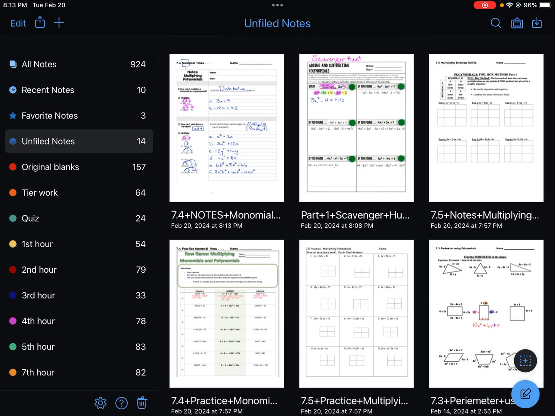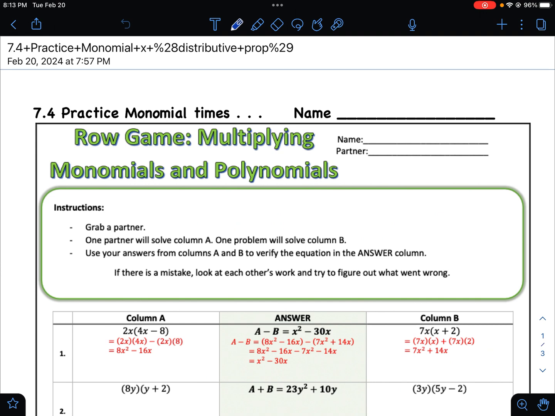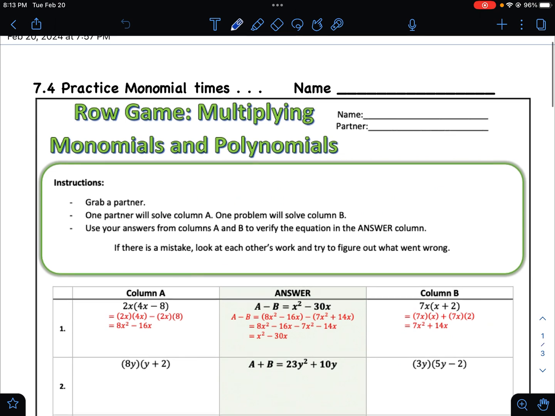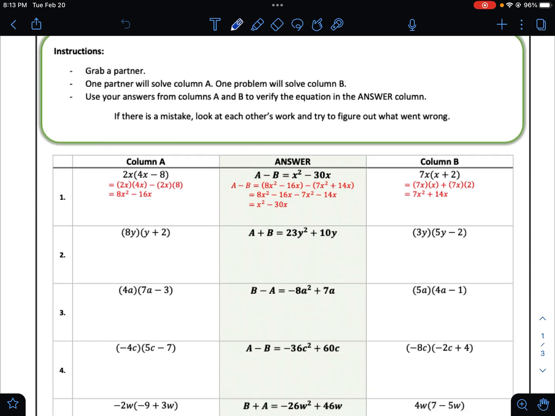So now let's look at the assignment. Let me go ahead and pull it up. What we're going to do is multiply our own set. You're going to get a partner. See how it says grab a partner? And you're going to work one column.